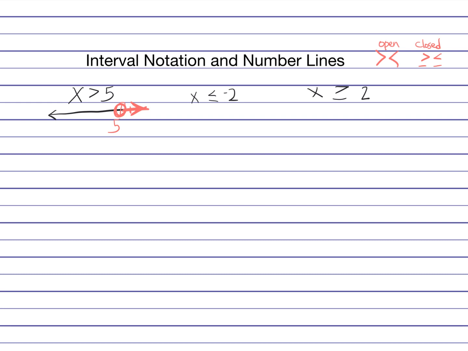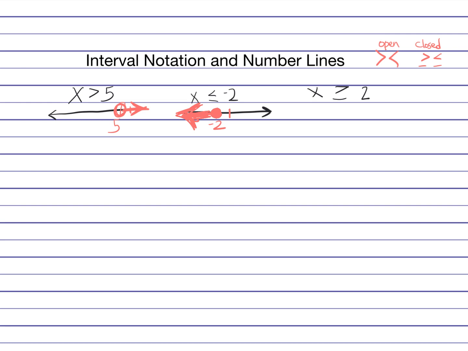X is less than or equal to negative 2. So I'm going to put negative 2 on my number line. It is less than or equal to, so that's a closed circle that I'm going to put on negative 2. Okay, where are the numbers less than or equal to negative 2? If I go to the right, this is negative 1. Is negative 1 less than or equal to negative 2? No, it's greater than. So that means I shade to the left.